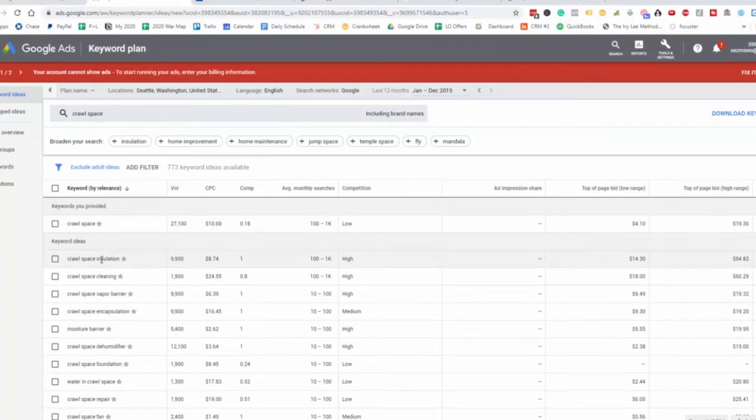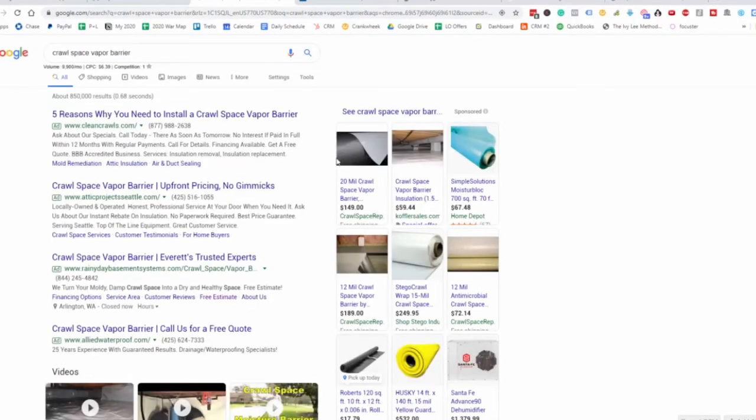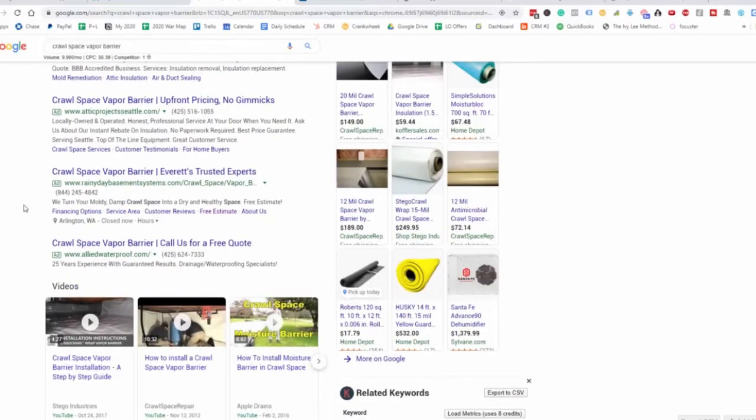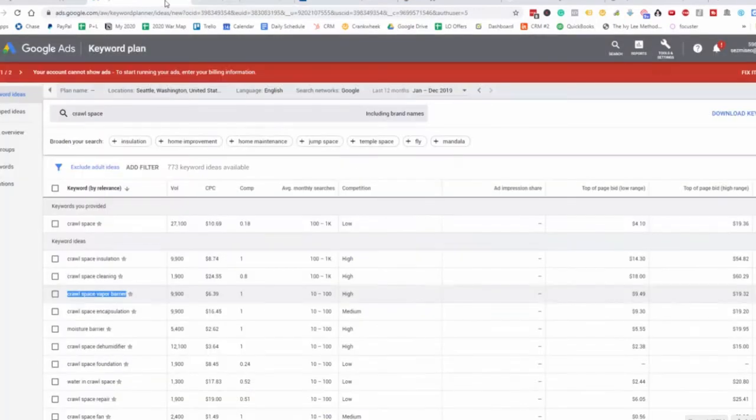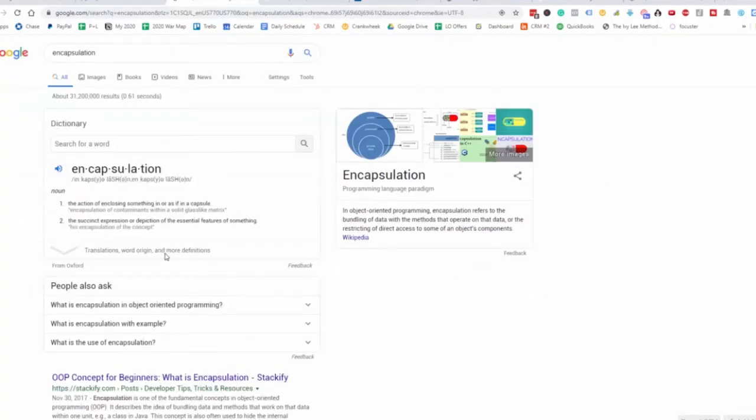Crawl space insulation, we're obviously using that as a single keyword ad group. Crawl space cleaning, another single keyword ad group. Crawl space vapor barrier. Not even sure what this is here. Let's pull this up. Okay, so that is a particular item here. Okay, so yeah, that may be another keyword ad group that we can target. Crawl space encapsulation, another keyword ad group here.